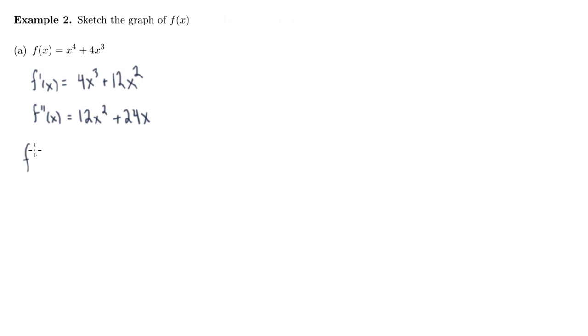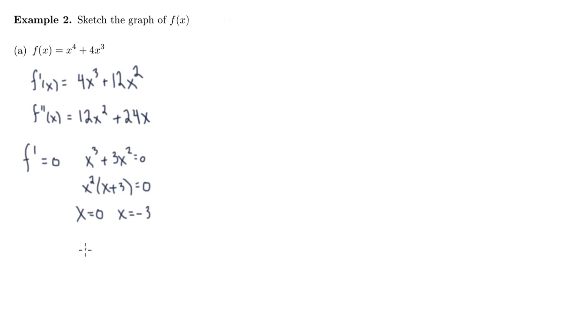When is f prime equal to 0? Well, we can kill a factor of 4, and so we have x cubed plus 3x squared is 0. And if we factor out an x squared, we see that x squared can be 0, or x plus 3 can be 0. So our critical points of our function are x equals 0 and x equals -3.